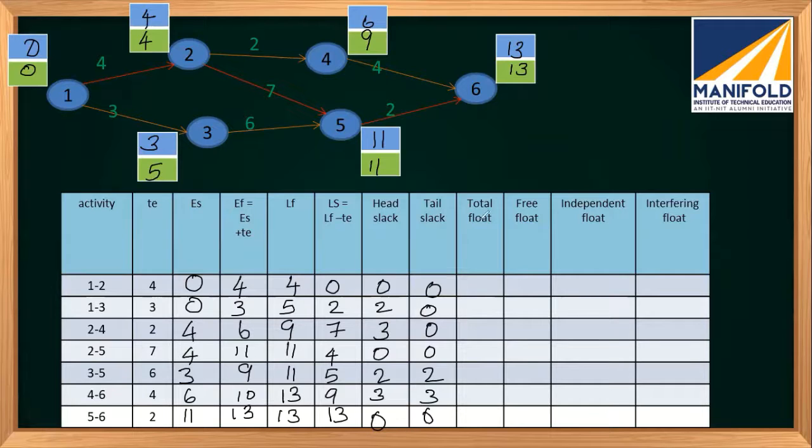So now we can calculate the total float. The total float equation that we have seen will be either LF minus EF, earliest finishing time, or LS minus ES, or LF minus ES minus T. This will be the convenient formula for calculating the total float. For this one, it will be 4 minus 0, or 4 minus 0, or 4 minus 0 minus 4.